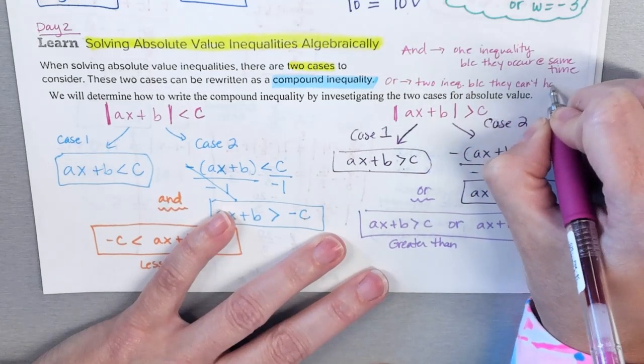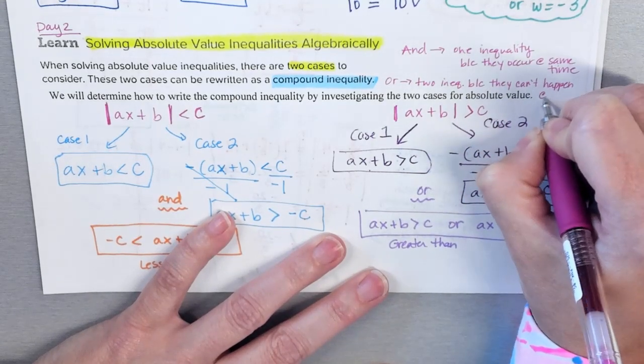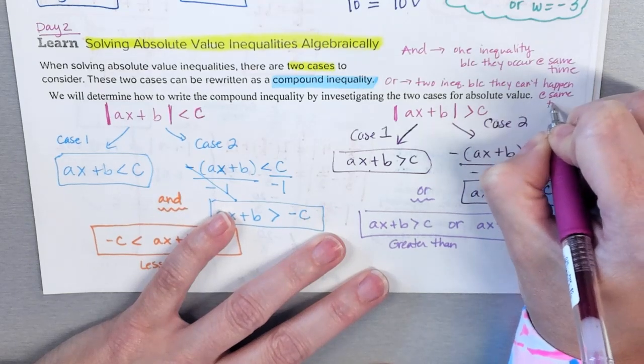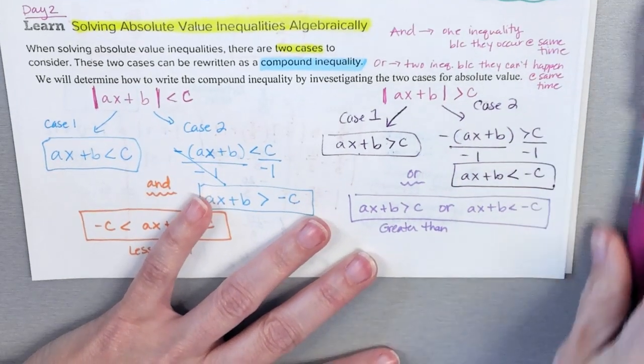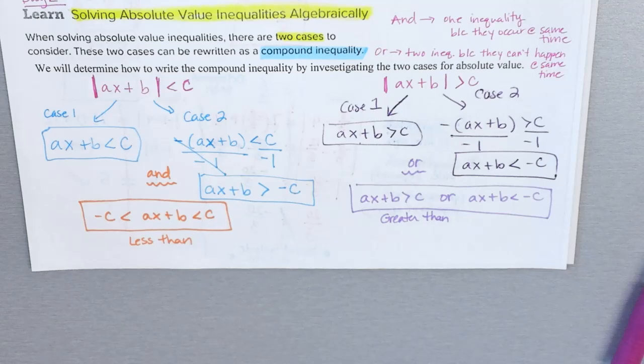Because they can't happen at the same time. Okay, so "and" is one inequality, they occur at the same time. You can have a number that is both less than 3 and greater than negative 3. But "or" is two inequalities, because you can't have a value that's greater than a number, but then also less than the opposite of that number.